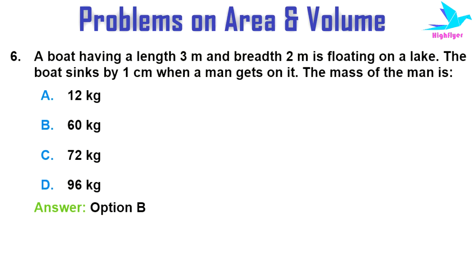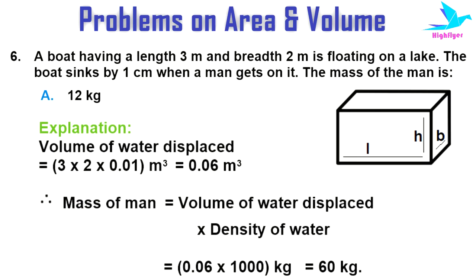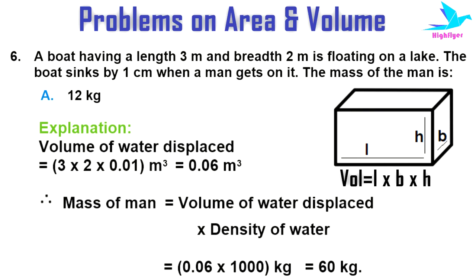Let's see how. Volume of the water displaced equals 3 into 2 into 0.01 meter cube, that is equal to 0.06 meter cube. Because it's given that the length, breadth and the height are 3, 2 and 0.01 respectively. So now mass of the man will be volume of the water displaced into density of water. That is equal to 0.06 into 1000 kg, that is equal to 60 kg.